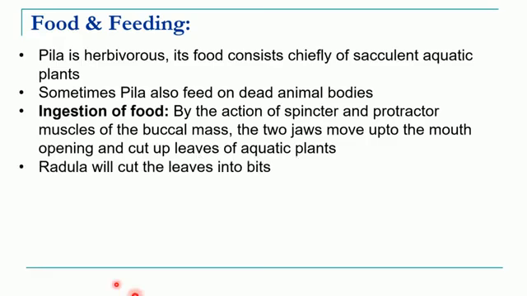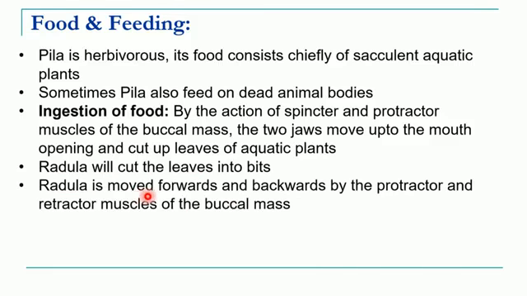Now the important organ that we have studied is the radula. It is responsible for this cutting activity. It will cut the leaves into smaller pieces. There are two sets of muscle attached to this radula, that is protractor and retractor muscle, which move forward and backward. With the help of these two sets of muscle, this cutting movement takes place.